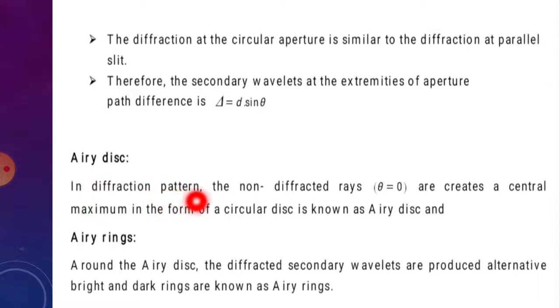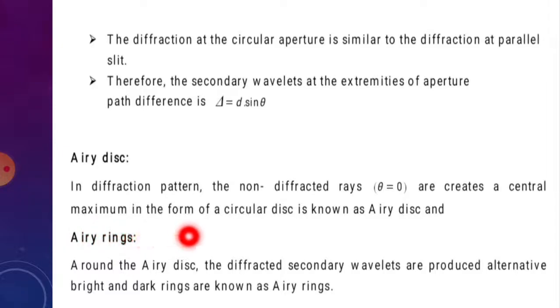In the diffraction pattern, the non-diffracted light rays which are traveling in the direction theta equal to 0 represent the waves traveling with zero path difference. They create a central maxima in the form of a circular disk, which is known as the Airy disk. And we will see the Airy rings.